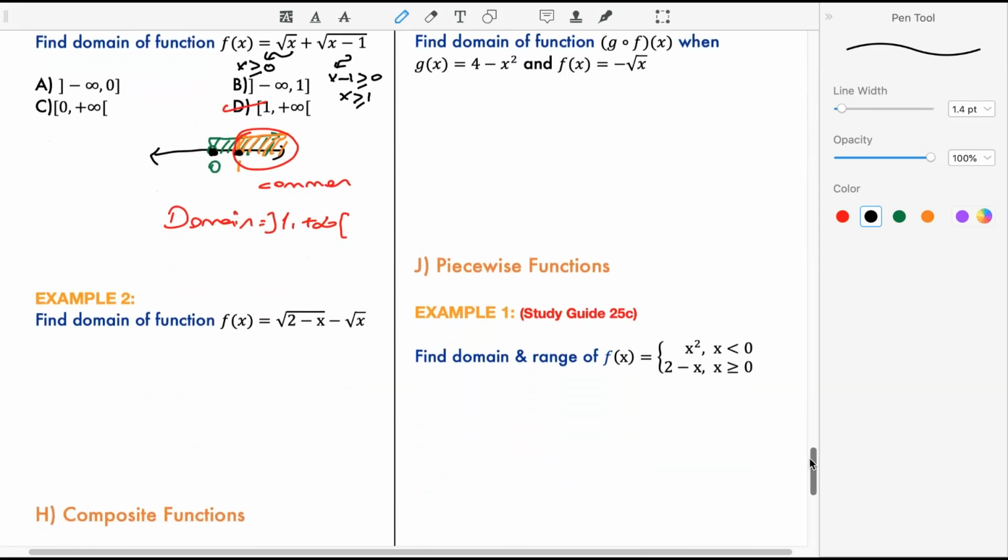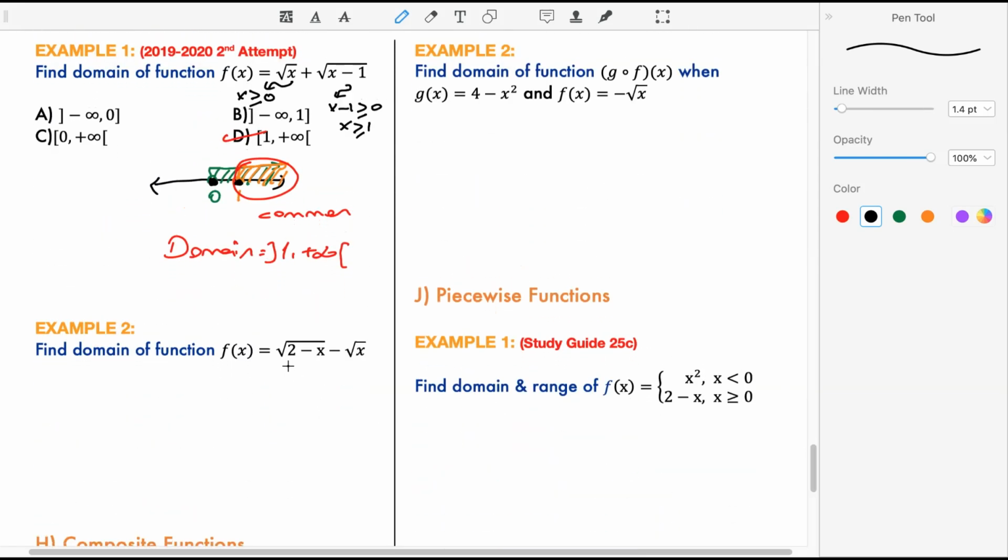Next question, a similar one. Find the domain separately. 2 minus x is greater than or equal to 0. Minus x is greater than or equal to minus 2 when you bring 2 to the other side. Divide both sides by negative and change the direction of the inequality symbol. x is less than or equal to 2. The other one, x is greater than or equal to 0.